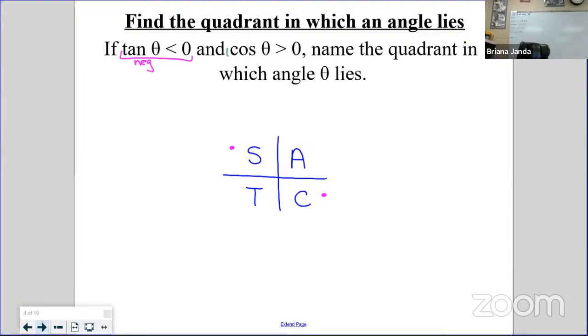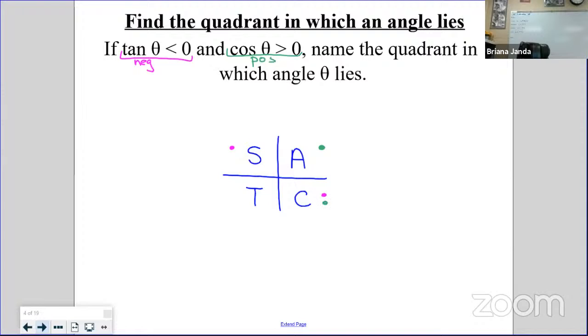So the second piece of information they give us is that cosine is greater than 0. And again, interpreting that, that means cosine is positive. So as I work my way around my all students take calc, everything is positive in quadrant 1. So cosine is obviously positive in quadrant 1. Sine only in quadrant 2. So cosine can't be positive there. Tangent only in quadrant 3. So cosine can't be positive there. But quadrant 4 is where cosine is positive. So that would be its second option.